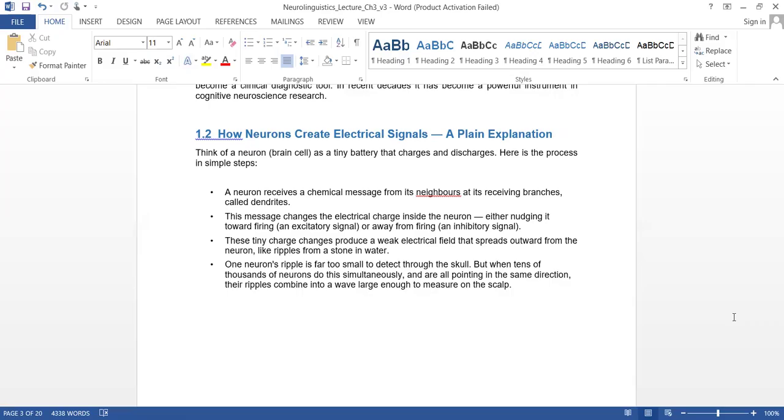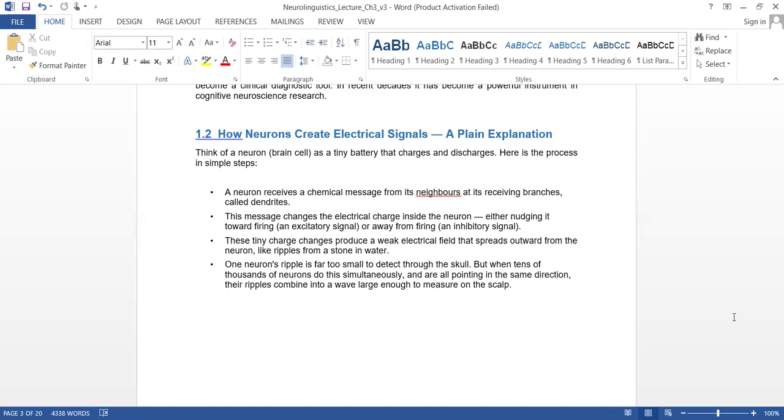If you don't understand, in language terms it's like pushing. When you're firing, you're pushing the message, right? So when you are away from firing, that means you calm down. These tiny changes produce a weak electrical field that spreads outward from the neuron like ripples from a stone in water. One neuron's ripple is far too small to detect through the skull.